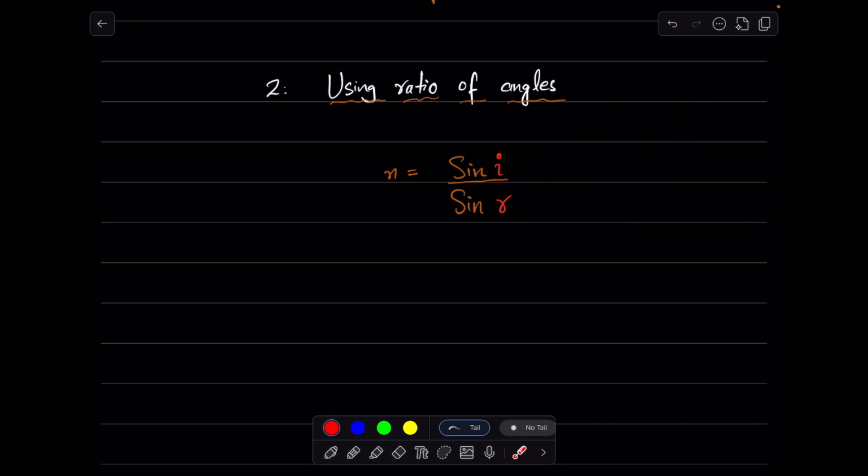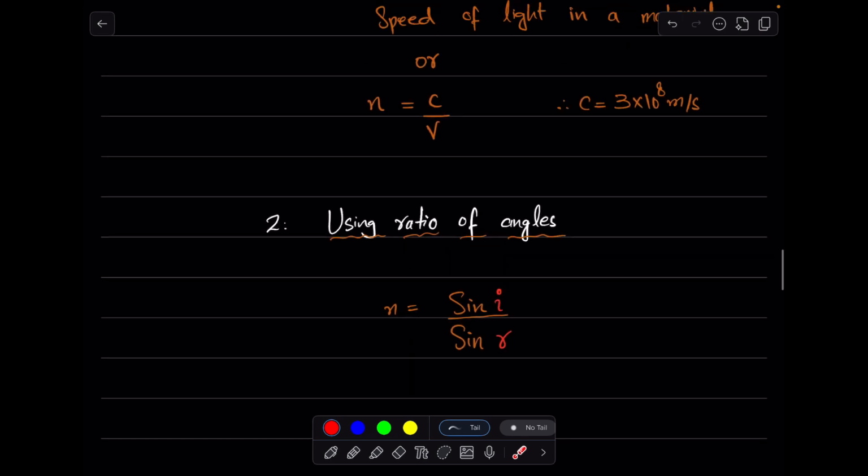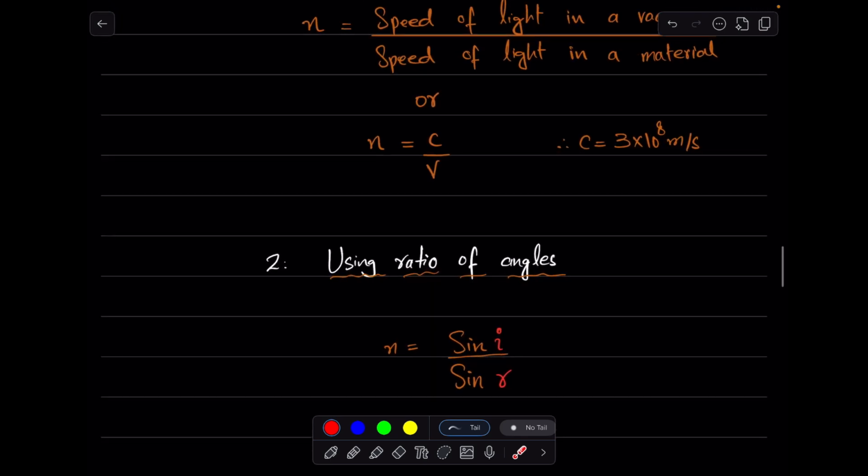So this n cannot be written as n equals i over r. That is entirely wrong. That is a very common mistake on the student end. You don't have to do this. That is the wrong way. This is the correct way: sine i over sine r. And you can find the value of sine from the calculator easily. So these are the two relations for the refractive index.